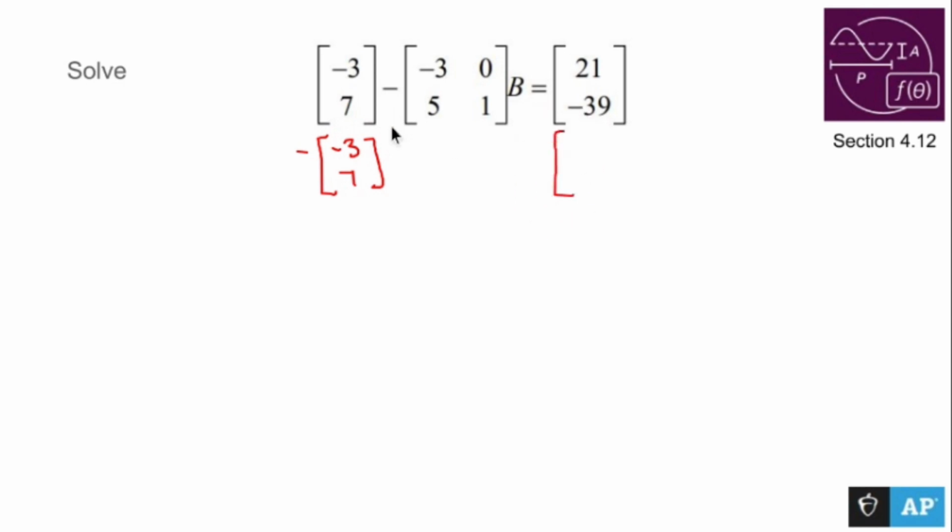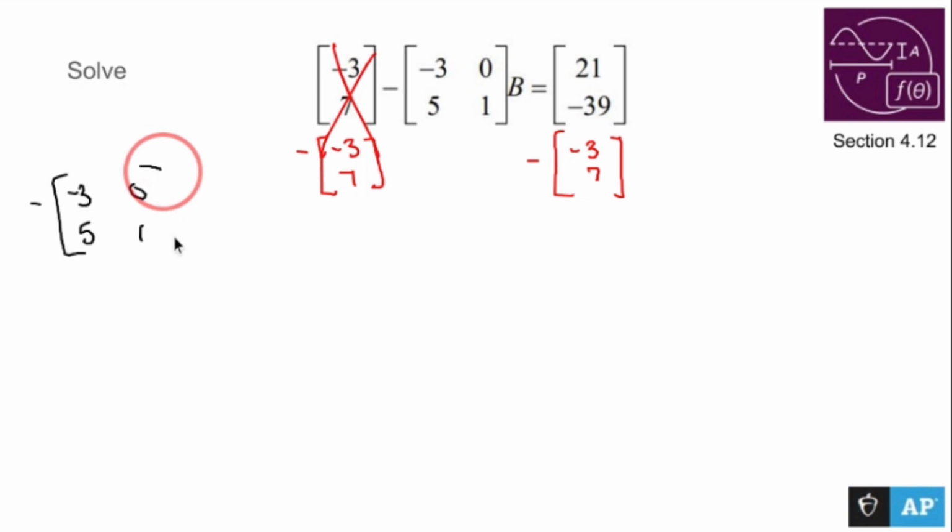I am allowed to do that because on the right side I have a 2 by 1, and a 2 by 1 minus a 2 by 1 is perfectly legit. So I can cross that out. Now what I'm left with is [-3, 0; 5, 1] times matrix B is going to equal 21 minus -3, which is 21 plus 3, which is 24, and -39 minus 7, which is -46.